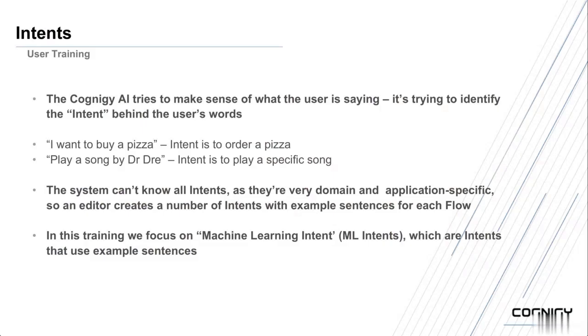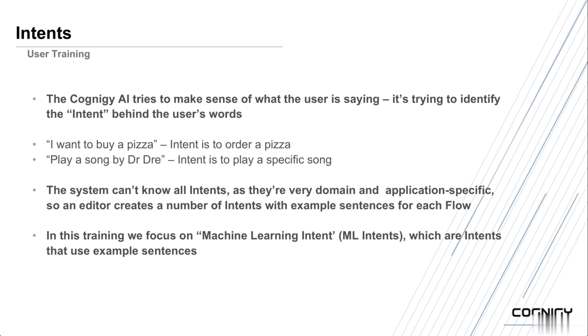Intents. The Cognigy AI tries to make sense of what the user is saying. It's trying to identify the intent behind the user's words. For example, if the user says, "I want to buy a pizza," the intent is to order a pizza. Or if they say, "Play a song by Dr. Dre," the intent is to play a specific song.